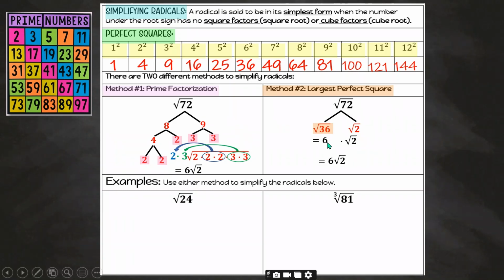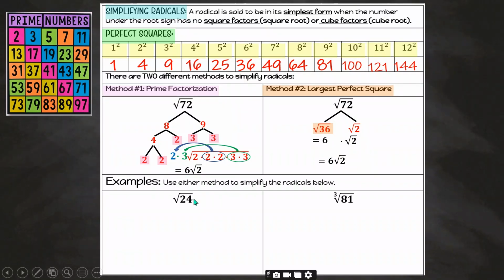Those are 2 different methods to simplify radicals. Obviously, this looks like the easier one. However, students have to recognize and remember, basically memorize, what their perfect squares are in order to use this method.